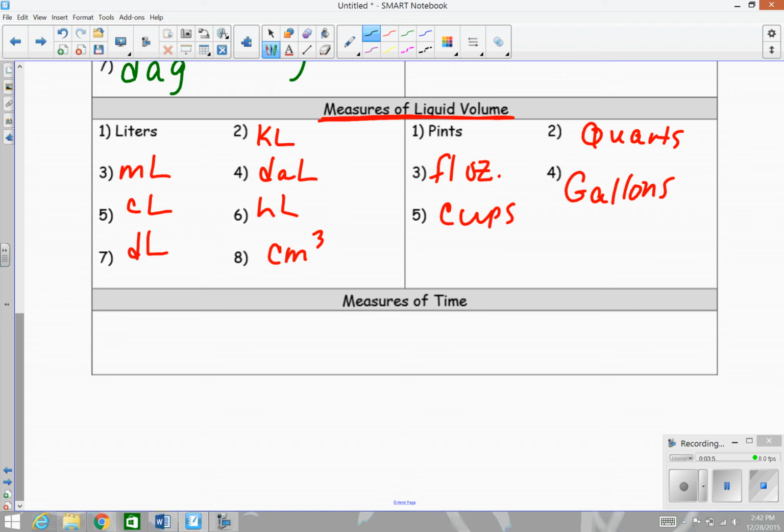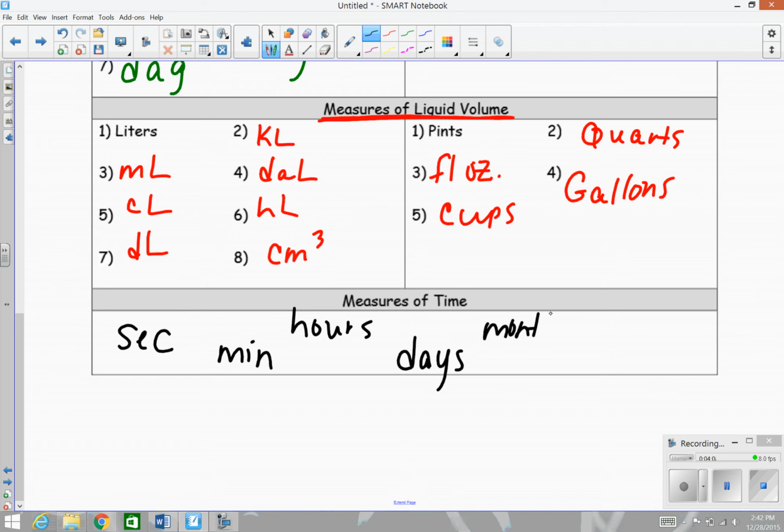And then time doesn't really fall under either of these categories, but we still measure time. So we could have seconds, minutes, hours, days, months, years, and we could keep going in either direction. You could do a tenth of a second, you could do centuries, etc. So hopefully this is all review of things you're familiar with. When you're all set, go ahead and flip the page.